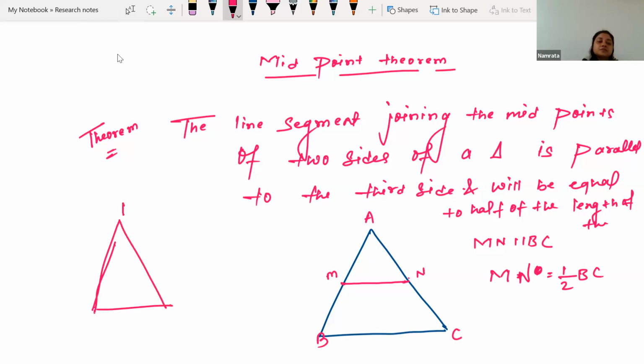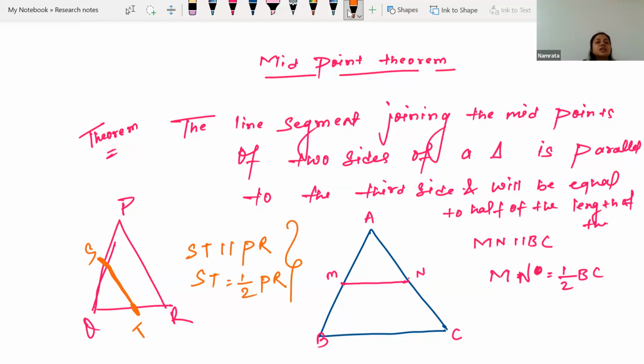If we have triangle PQR, try to understand what the theorem says, then only you will be able to apply it. Two sides' midpoints you have to take. If I take the midpoint of this side, let's say S, and the midpoint of this side, let's say T, and we join the midpoints, it will be parallel to the third side. Third side means the side which we have not touched yet. So ST will be parallel to the third side, and ST will be half of the length of the third side. This is what the theorem says.